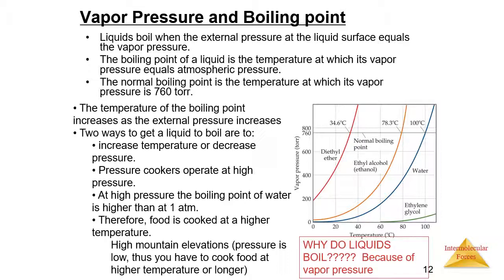That's how pressure cookers work. As you increase the pressure, you have to have a higher temperature. Food that's cooked at higher elevations, like if you hike up really high in the mountains, you have to cook your food longer, or you have to cook it at a higher temperature because you have less pressure high up in the mountains. So you have to cook it for longer, or you have to somehow add some pressure to it.